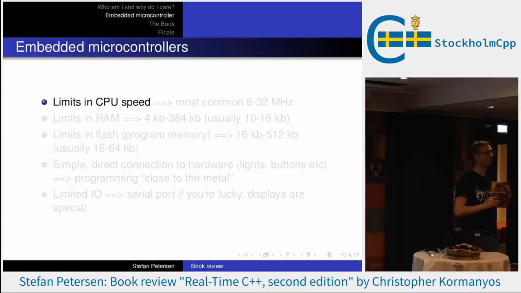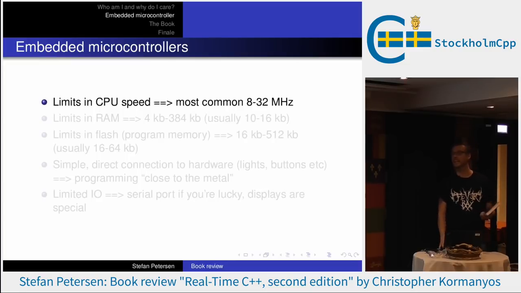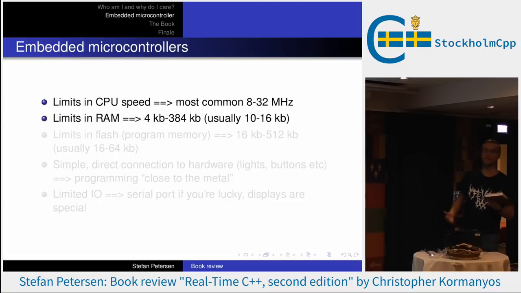The special thing about microcontrollers, what is that? Compared to an ordinary PC or a workstation or internet servers, they are very limited in CPU speed. Usually 8 megahertz up to 32 megahertz is probably the range. Now I run 120 megahertz, so now it starts to get really fast. We also have limits in RAM. I heard Paul talk about 6 gigabytes of RAM disappearing. I have 16 kilobytes.